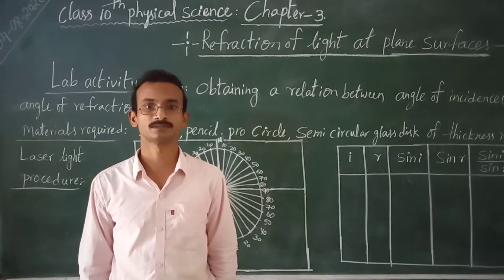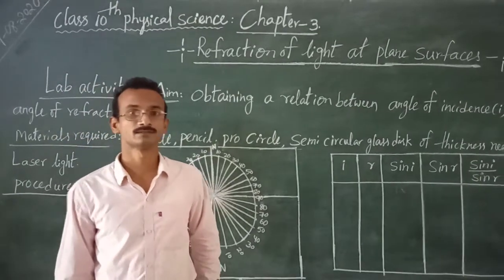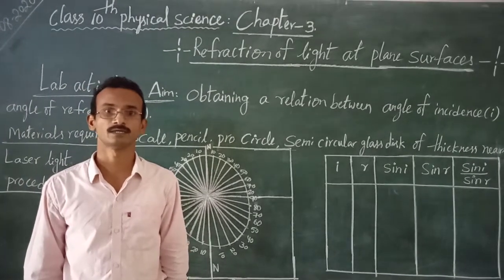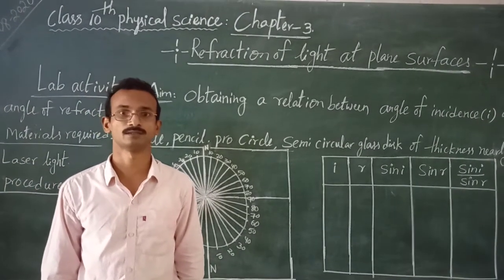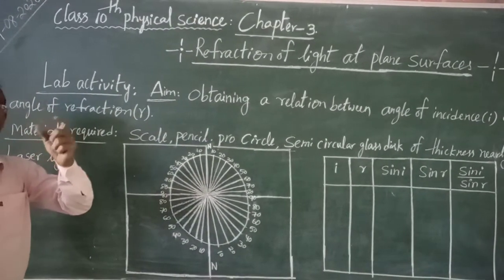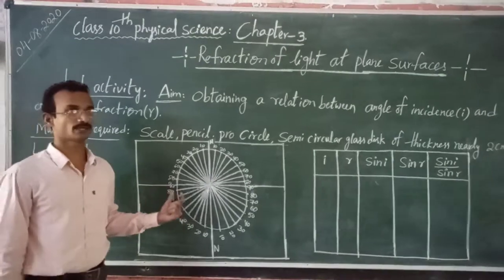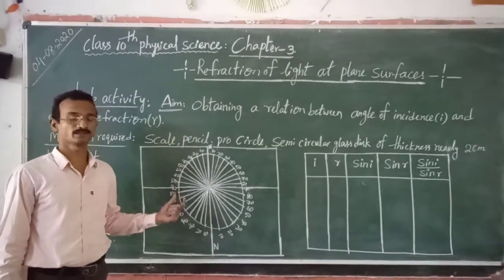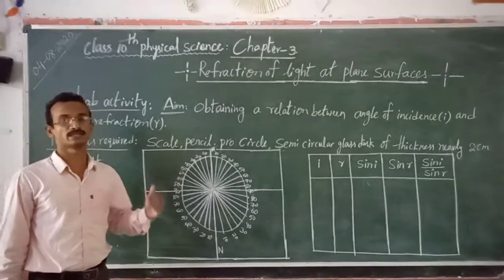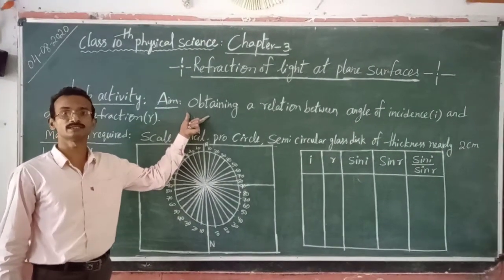The next concept is a lab activity. The aim of this lab activity is to obtain the relationship between angle of incidence I and angle of refraction R. That is the aim of the lab activity. When a light ray propagates from a rarer medium to a denser medium, what is the relationship between I and R? It is the aim of the lab activity to obtain the relationship between I and R.